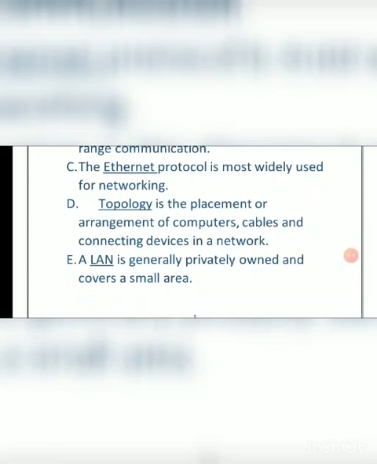Fifth one, a dash is generally privately owned and covers a small area. Answer will be LAN. The full form of LAN is local area network. LAN is generally privately owned and covers a small area. For example, in an office building or in a computer lab where all the devices or computer systems are connected with each other in a small area. So that is known as the LAN network system.